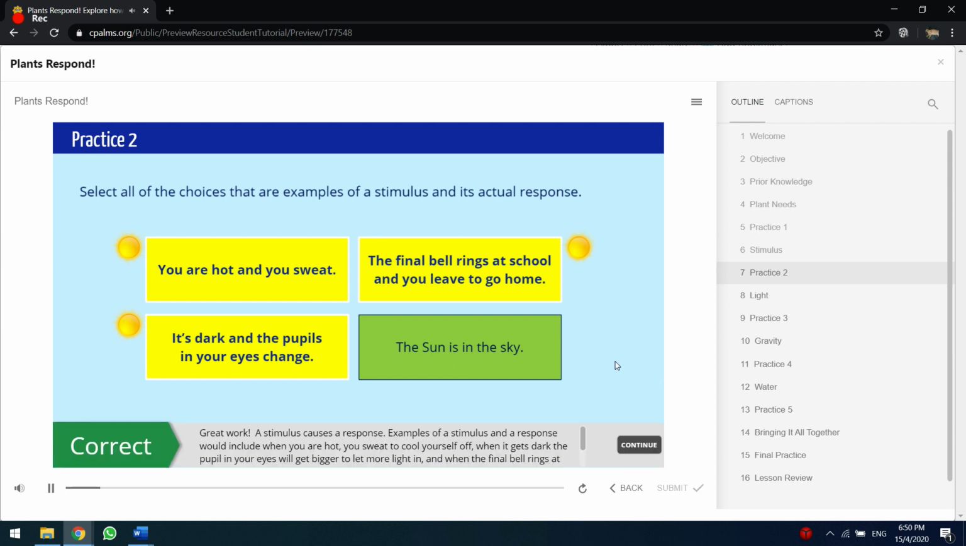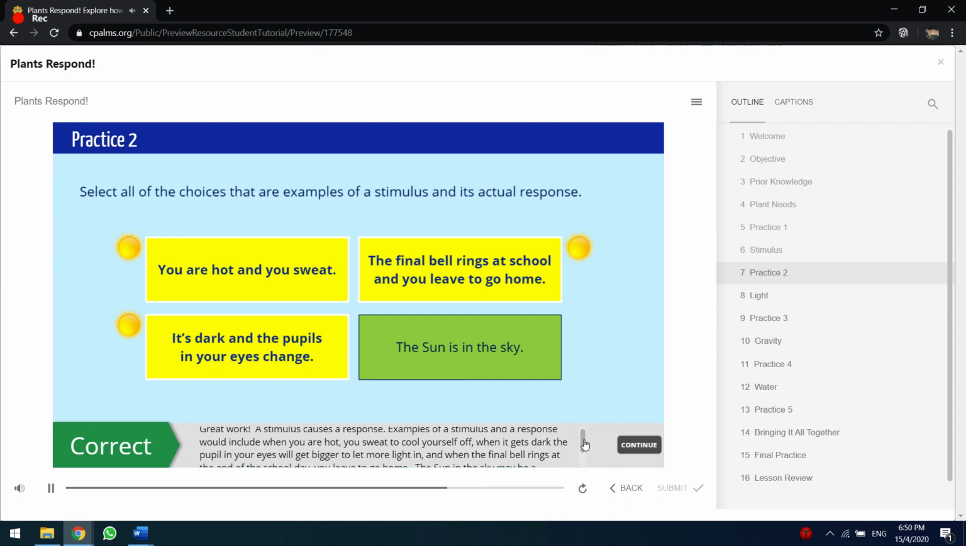Great work! A stimulus causes a response. Examples of a stimulus and a response would include when you're hot, you sweat to cool yourself off. When it gets dark, the pupil in your eyes will get bigger to let more light in. And when the final bell rings at the end of the school day, you leave to go home. The sun in the sky may be a stimulus, but there's no corresponding response.